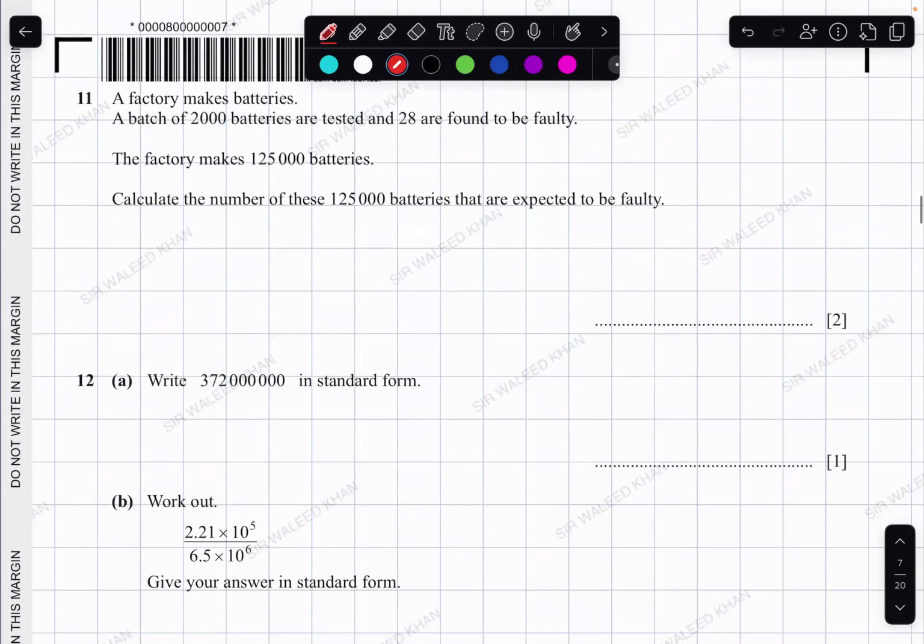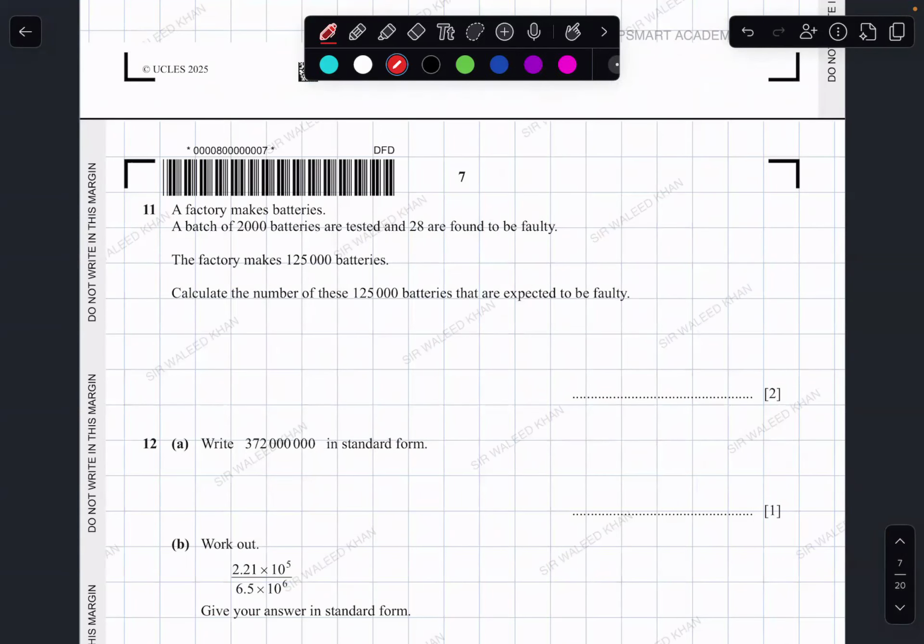Okay. Next, question number 11. A factory makes batteries. A batch of 2,000 batteries are tested and 28 are found to be faulty. The factory makes 125,000 batteries. Calculate the number of these 125,000 batteries that are expected to be faulty. So again, using proportions, I can figure this out. In a batch of 2,000, 28 are faulty. So in a batch of 125,000, how many will be faulty? Work it out, use a calculator to figure out the answer. It's 1750.